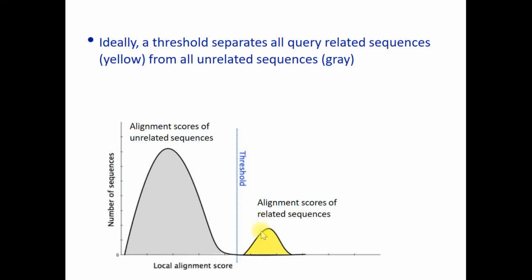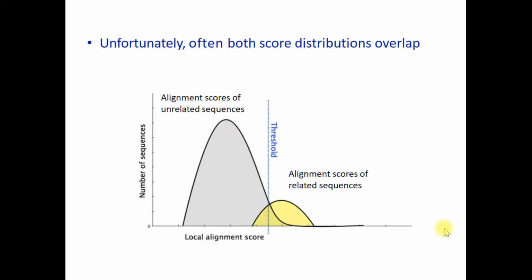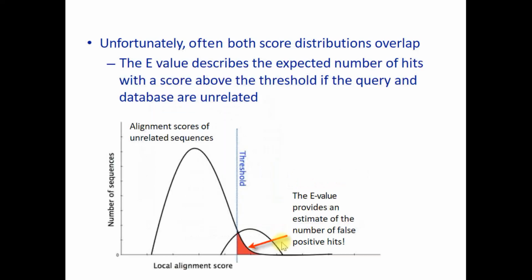It separates the yellow part from the gray part. However, unfortunately, in reality, often the two score distributions overlap. The alignment score of unrelated sequences overlaps with the alignment score of the related sequences. And the e-value provides an estimate of the number of false positive hits, that is, in the red area.